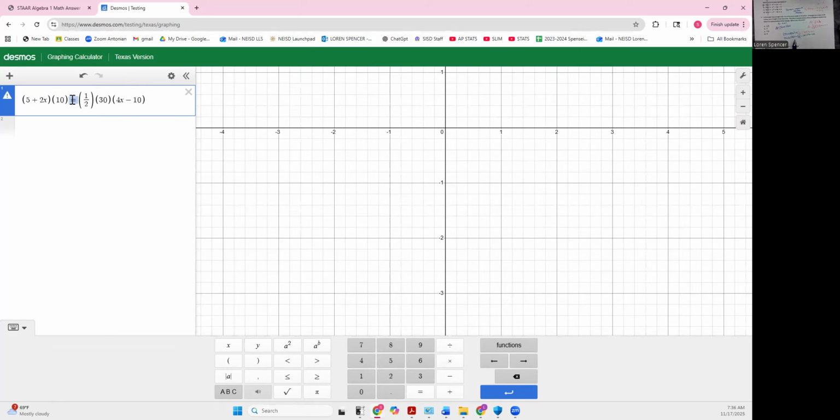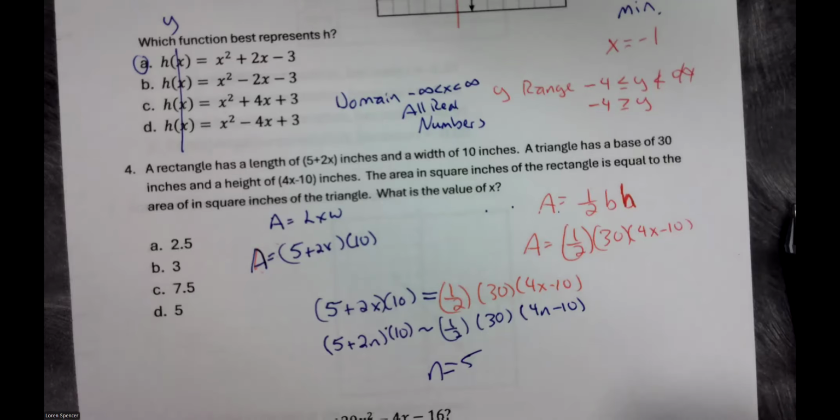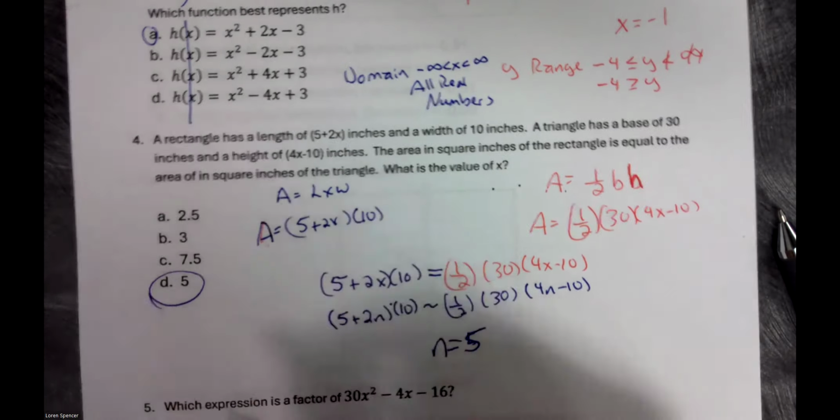Oh yeah, I have to change this to a squiggle, so don't forget that. It still didn't do it because I need to change the x's to an n. And then all of a sudden it tells me n equals 5. So the answer choice to number 4 is n equals 5, and we'll find out where that lies on our paper. So I get n equals 5, and when I look at that, that's D.